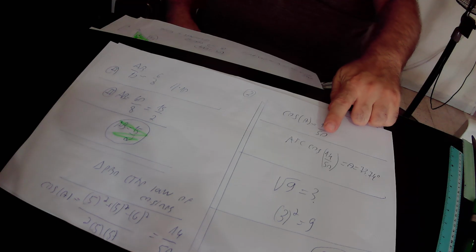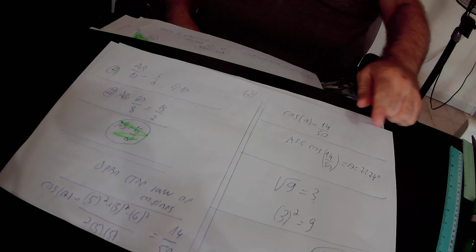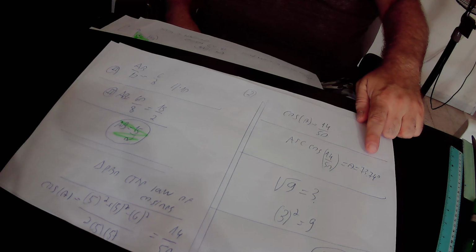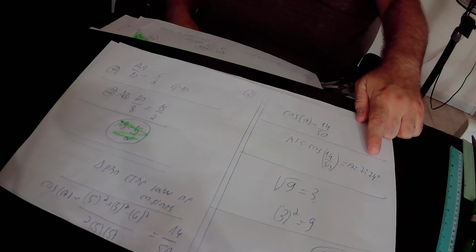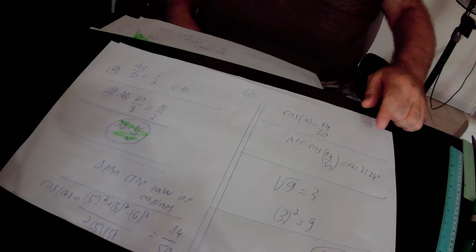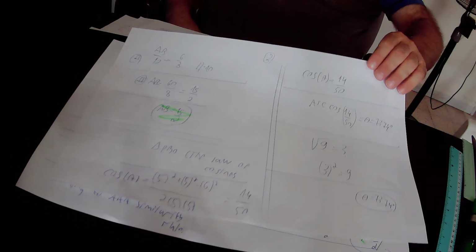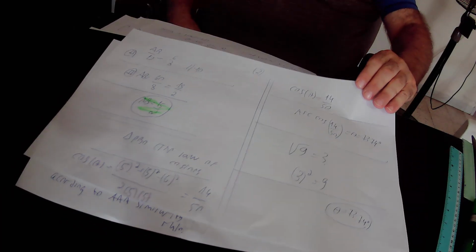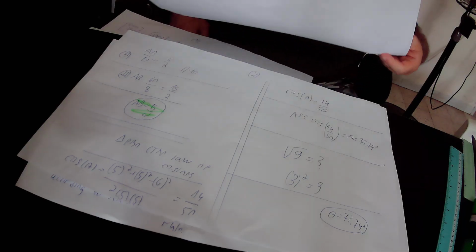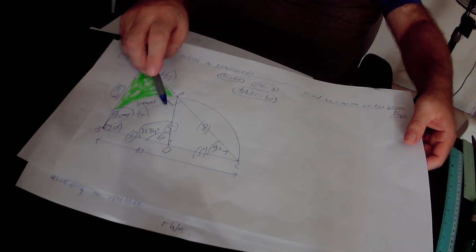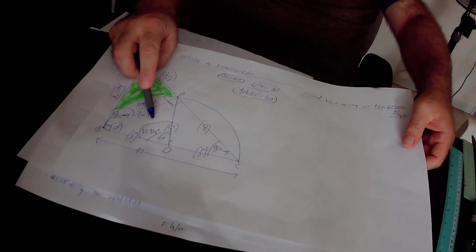And now we found that arc cosine of 14 over 50 equals theta, and theta equals 73.74 degrees in its size. So we found that angle theta equals 73.74 degrees in its size.